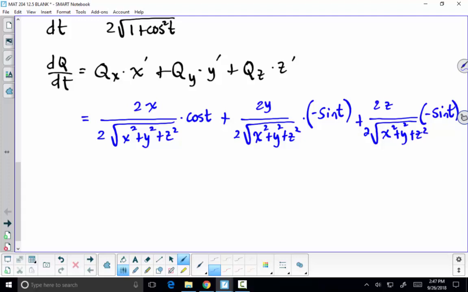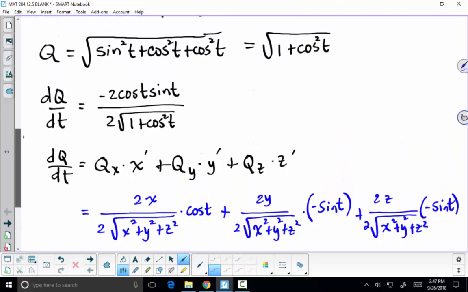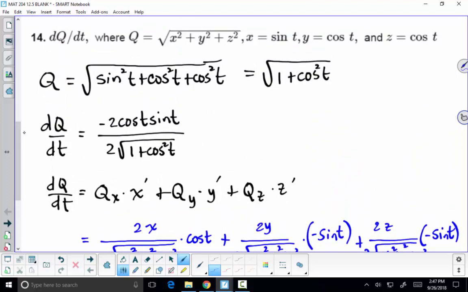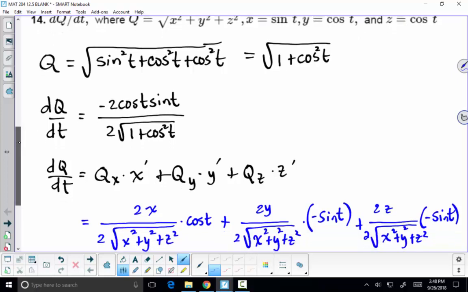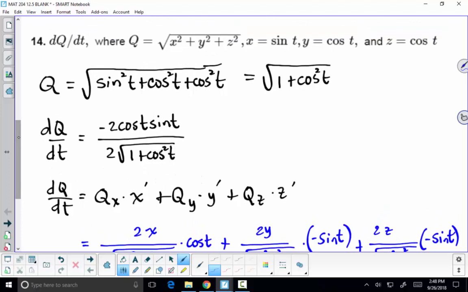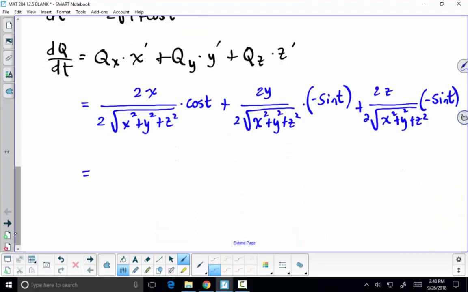Whew. Why would you ever do it this way? I know, this way's always longer. It's always longer. All right, now let's go back up and convert. So x, y, and z, convert them to the trig functions. And whenever we see a square root of these squares, we can write it as square root of 1 plus cosine squared. So this is going to be equal to, x is sine, so we have sine t, cosine t. The denominator is square root of 1 plus cosine squared.